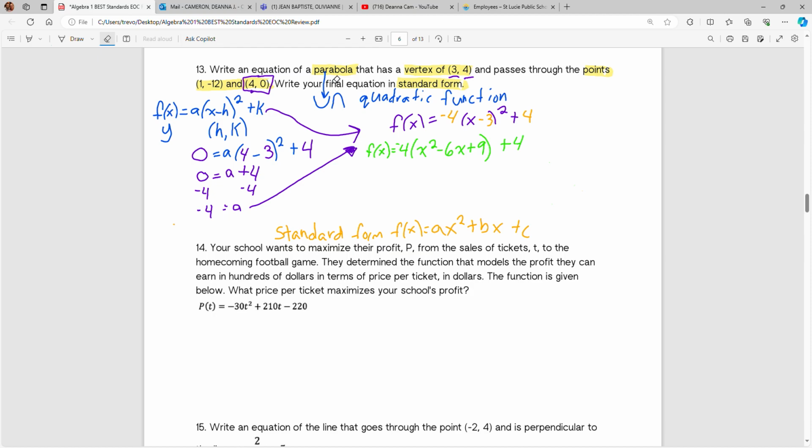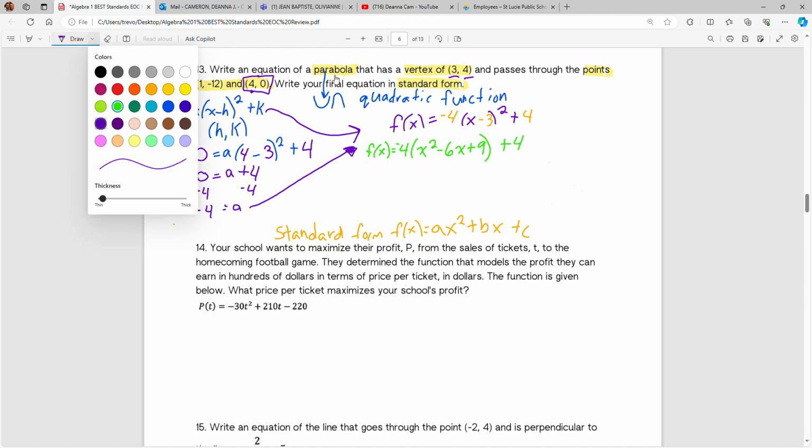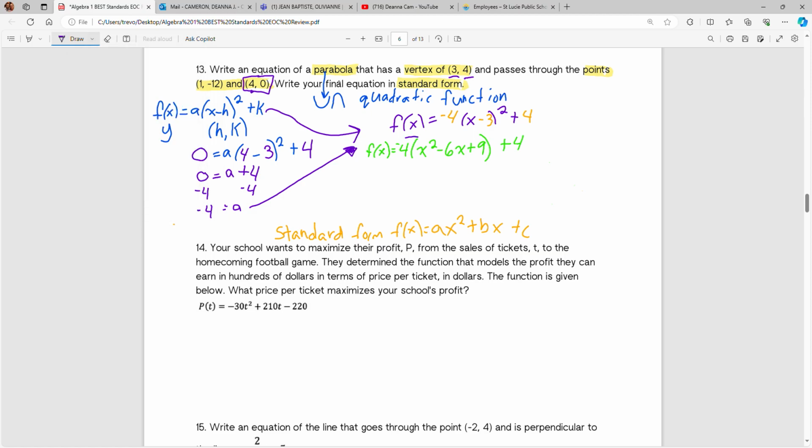And now I can do what with that -4 outside of the parentheses? You're right, it's time to distribute or multiply, however you want to call it. So -4 times x squared. So f of x equals negative 4 times x squared. Negative 4x squared. And now negative 4 times negative 6x.